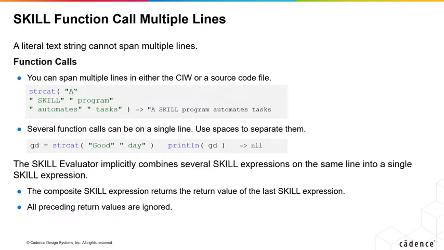Now in the second option, we show several function calls on a single line. We use spaces to separate them. So in this case, we have gd equals strcat with the input parameters good day, followed by the command println gd. Now the Skill evaluator will implicitly combine several lines into a single Skill expression, and then the composite Skill expression returns the value of the last Skill expression executed. So in this case, in the one above, println would be the value returned, and any other return values would be ignored.